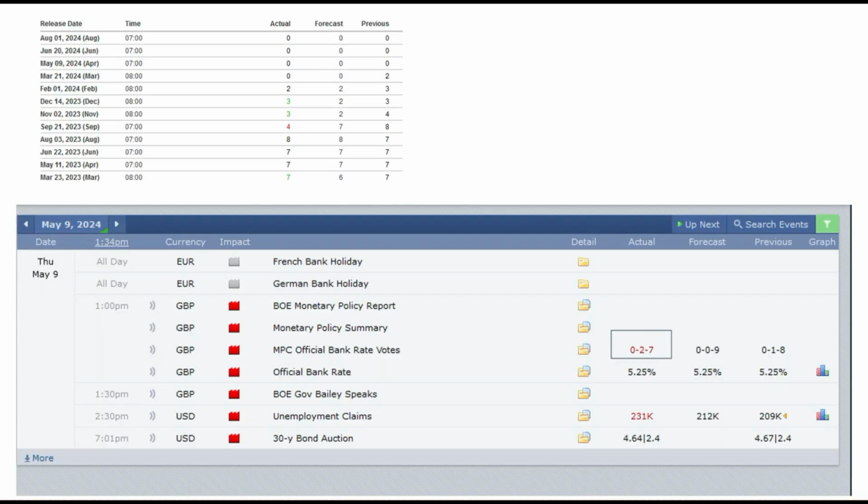As you can see, May 9 was a Thursday, and it was the day when we had a British monetary policy report, and we saw that the official bank rate was the same, but something interesting happened that day. First, of course, there were 0 votes for an interest rate increase. But the most important thing is that on that day we didn't see any interest rate decrease, because the euro in those days was talking about very soon decreasing the interest rate.